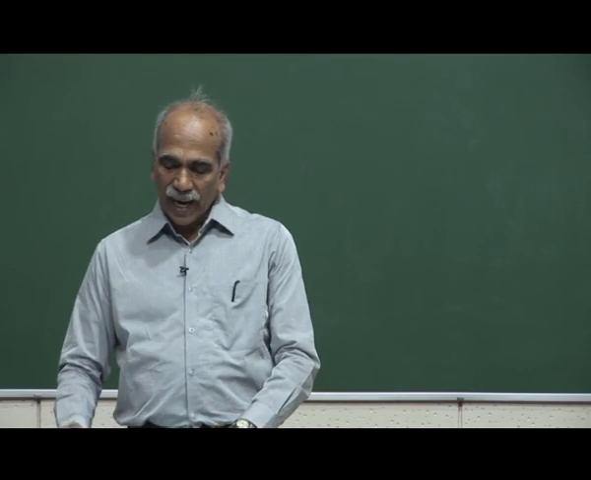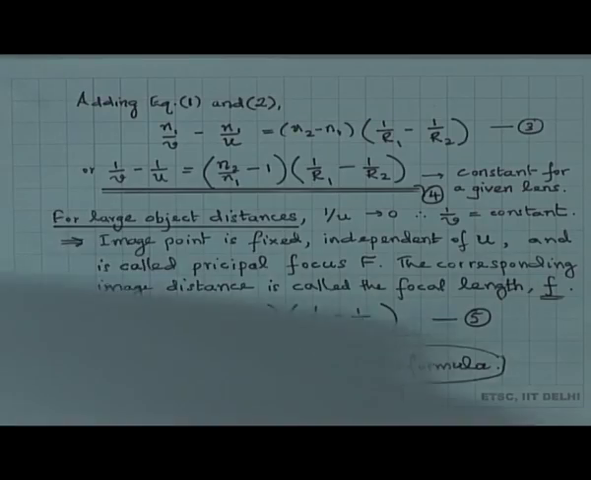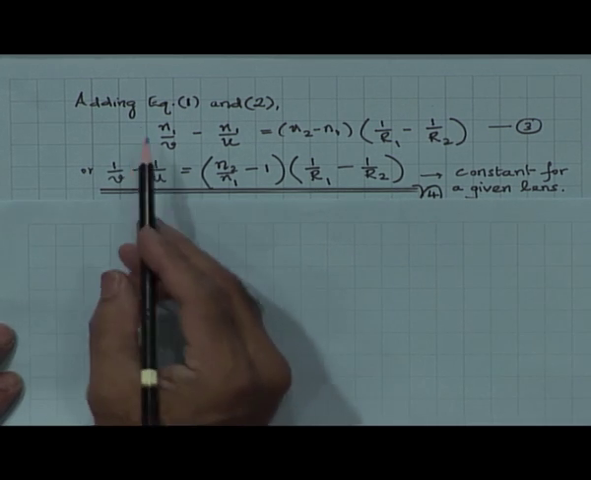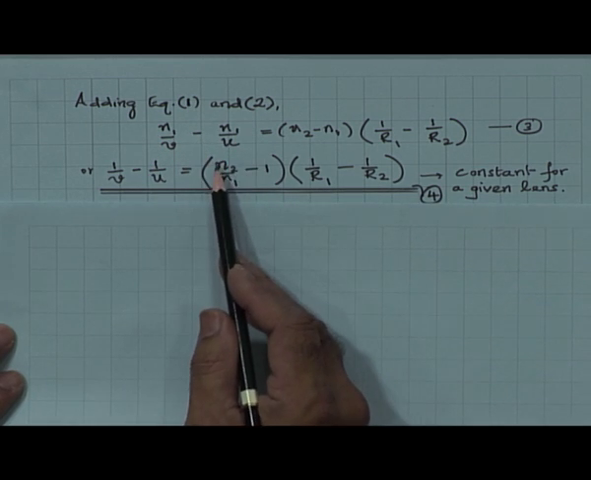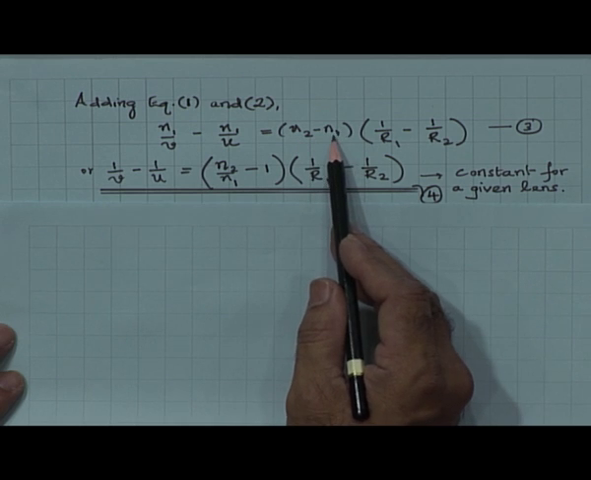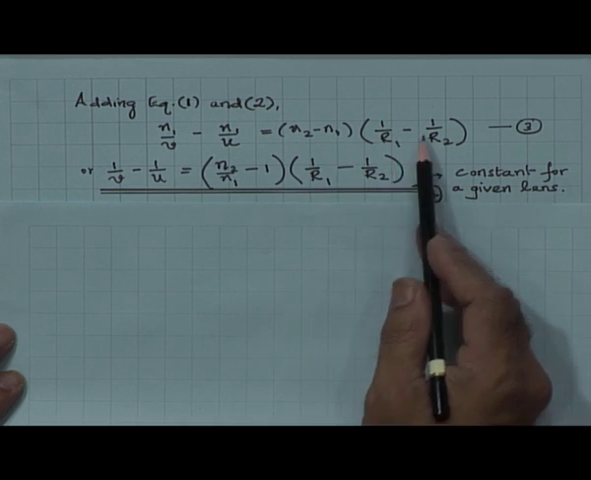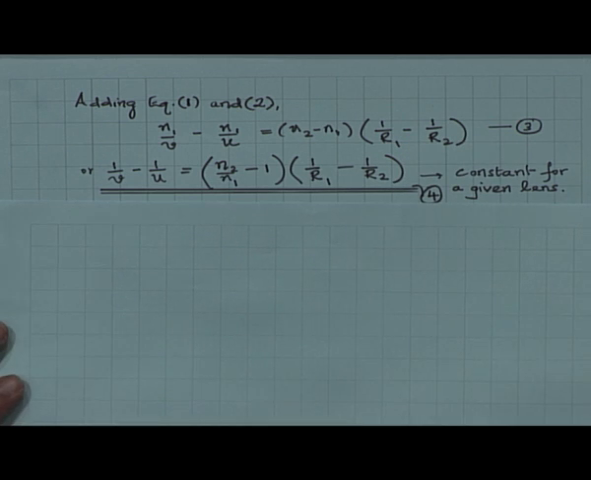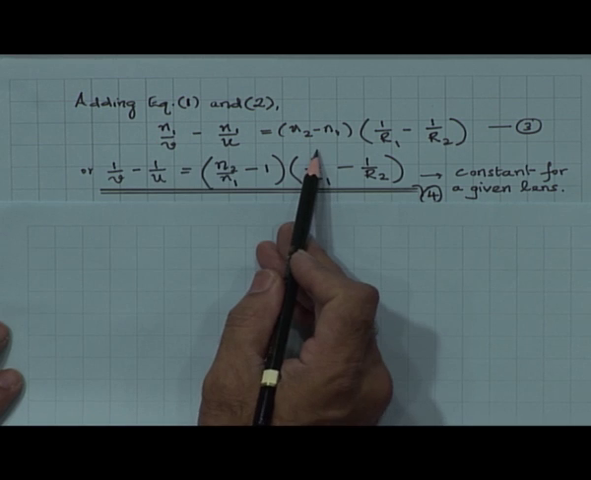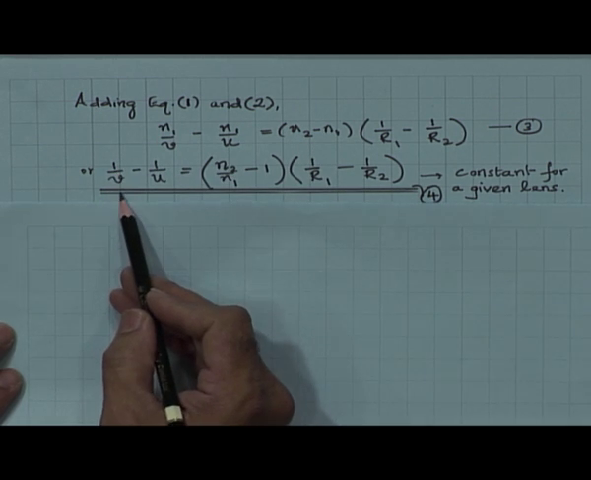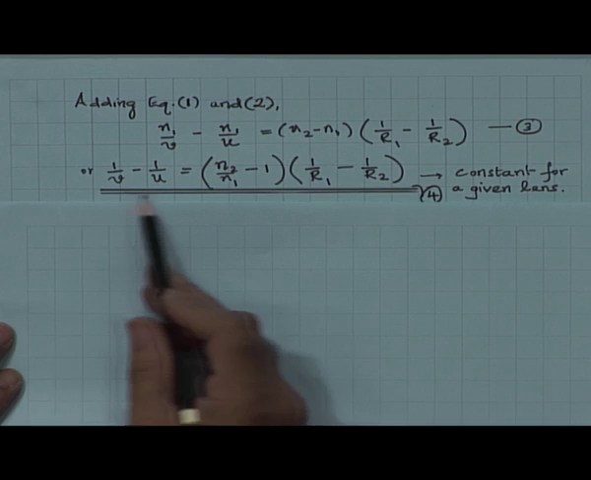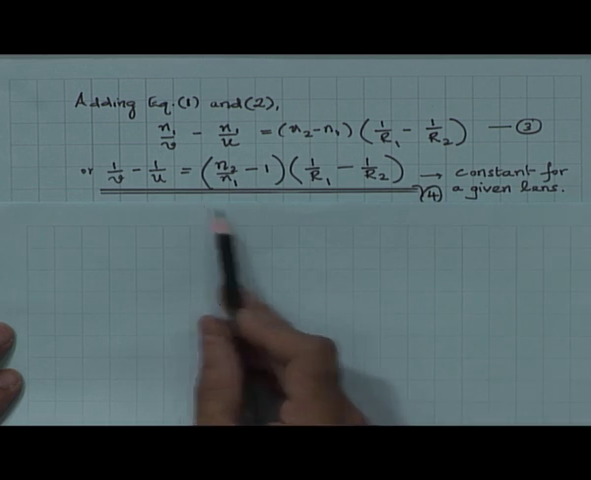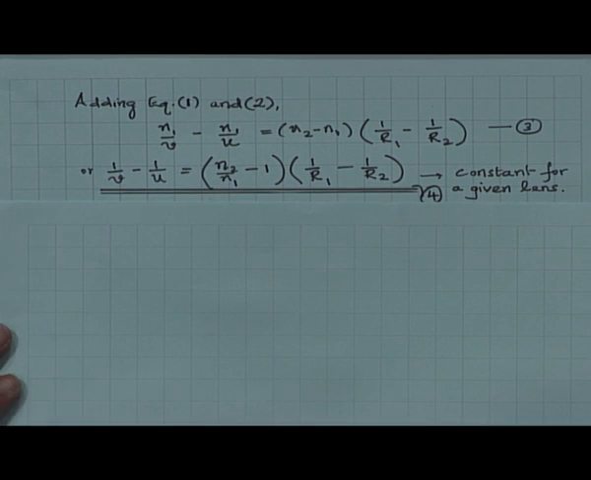So, let me show in the next slide here. Therefore, adding equations 1 and 2, let us focus here. Adding equations 1 and 2, we get n1 by V minus n1 by U is equal to n2 minus n1 into 1 by R1 minus 1 by R2. We can take the n1 to the other side and write this as 1 by V minus 1 by U is equal to n2 by n1, that is dividing throughout by n1, into 1 by R1 minus 1 by R2.